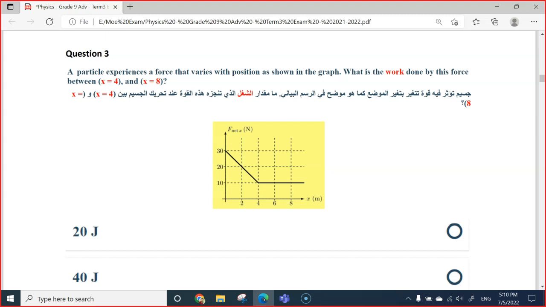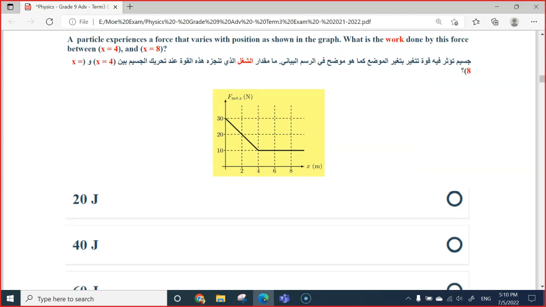Question number 3. A particle experiences a force that varies with position as shown in the graph. What is the work done by the force between x equal to 4 and x equal to 8? So here a force displacement graph is given. You can see a force on the y-axis and a displacement on the x-axis. So this is a force displacement graph.